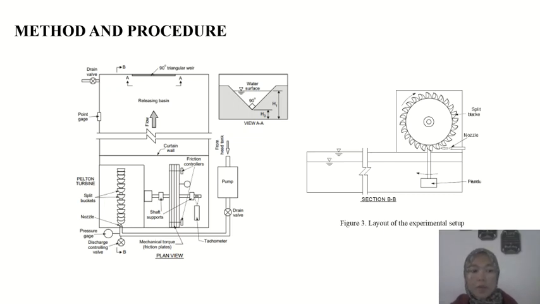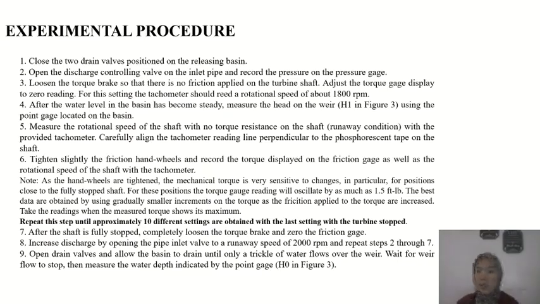The Pelton turbine model is located in the fluid laboratory. This figure 3 is the schematic of the experiment setup. Okay, so this is the experimental procedure for this experiment. First, close the two drain valves positioned on the releasing basin. Then open the discharge controlling valve on the inlet pipe and record the pressure on the pressure gauge.